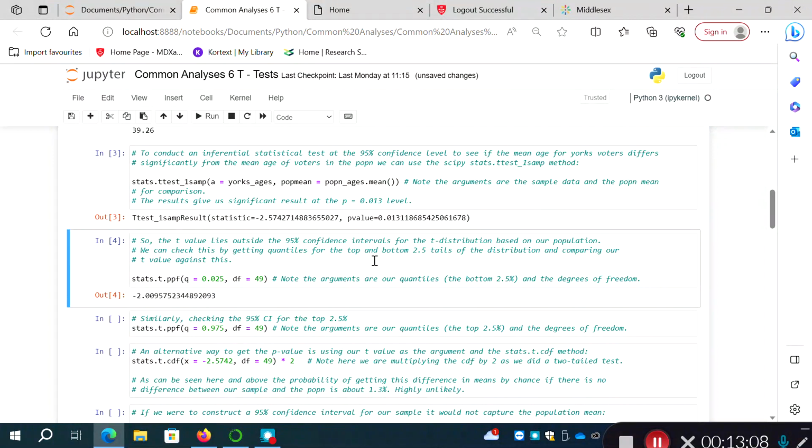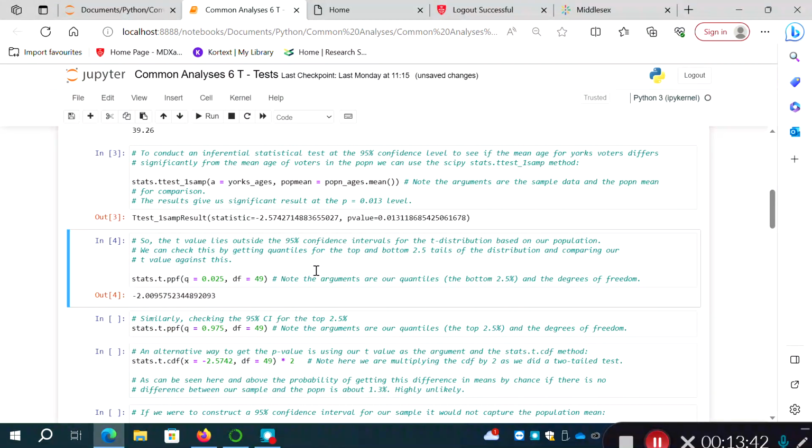So it's negative 2.00957, and various other numbers, so I could have specified that we want this to 2 decimal places. But if we've got a t-value that's lower than this, so more extreme than this, then we know it's beyond that bottom 2.5%, and we already know this because it's statistically significant. So our t-value is negative 2.57, and that's smaller than this value.